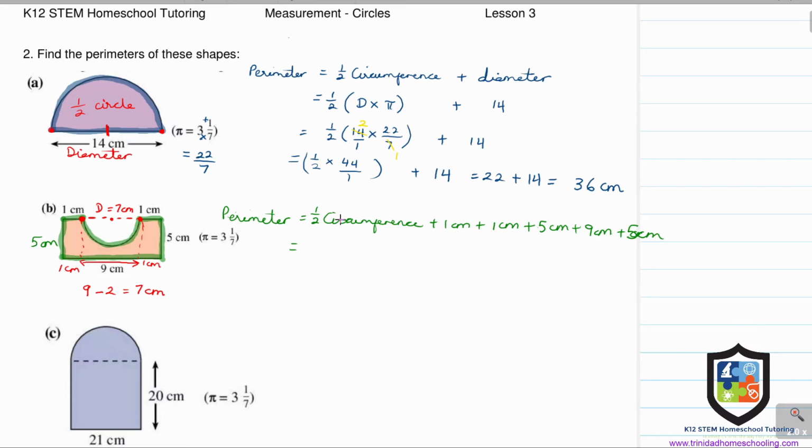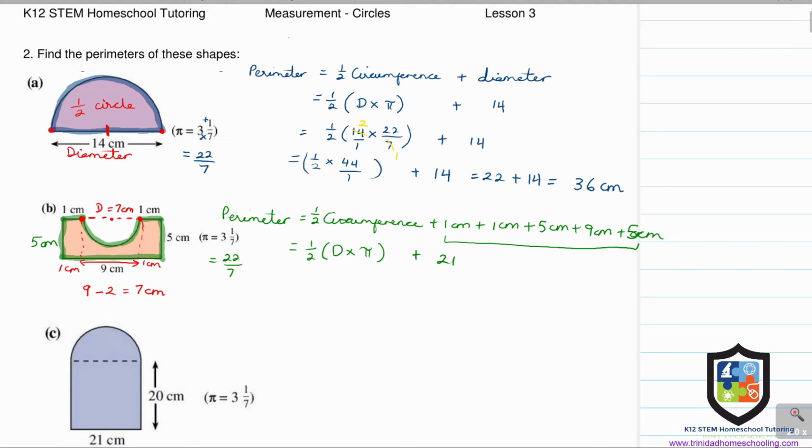Now let's work out this half of the circumference. Half of the diameter times pi. Again, they said to use 3 and 1/7, which we know is 22 over 7 as our pi. Plus, I'm going to work out this here. So that is 9 plus 1 is 10, and then this 5 and 5 will make a 10. So that's 20 plus 1, that's 21.